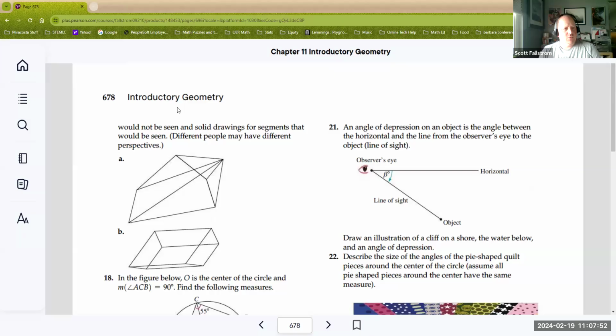So it was 11.1, and so thank you for reaching out. I do appreciate it. Number 15 and number 16. Okay, and number 1 on the MC. Okay, let's take a look at that.